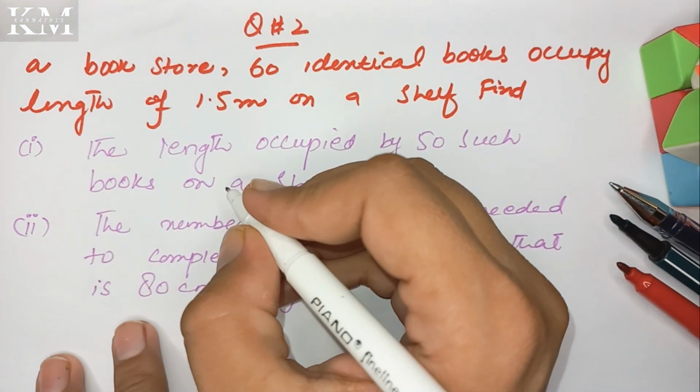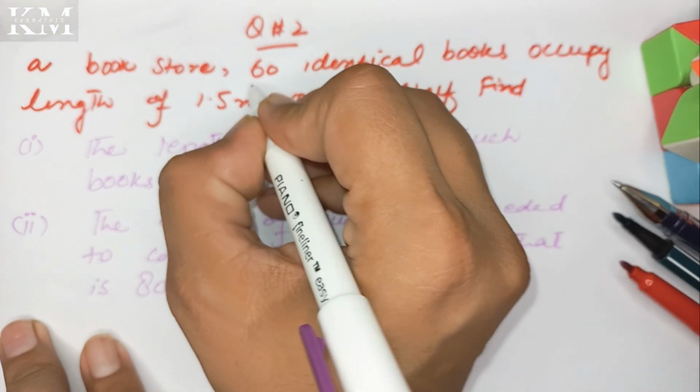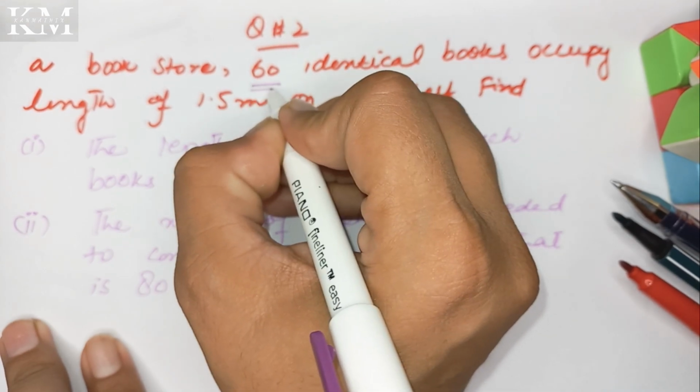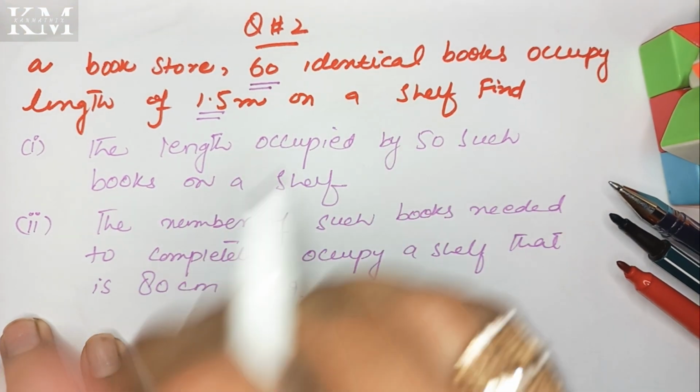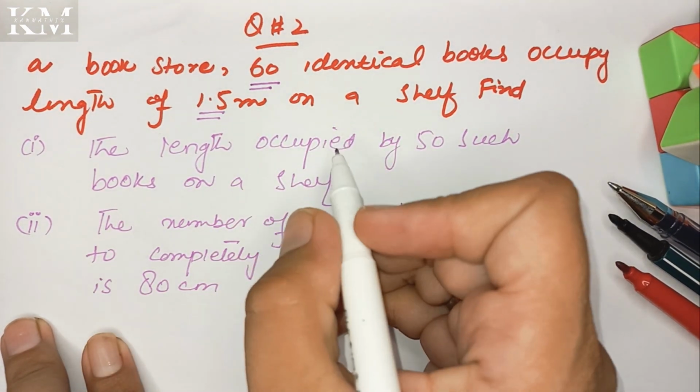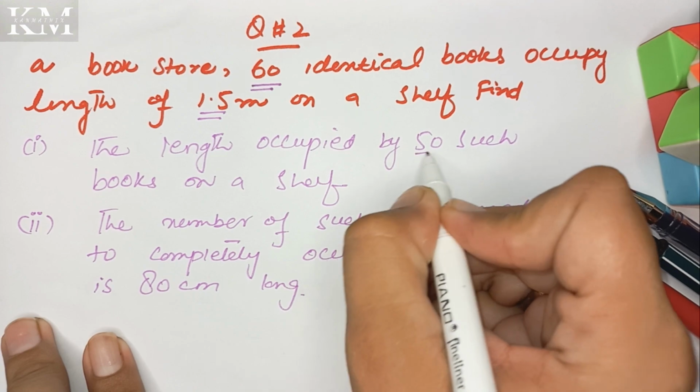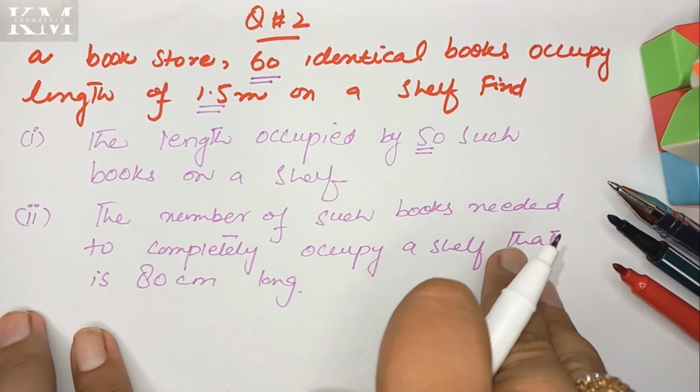So our statement is, in a book store 60 identical books occupy a length of 1.5 meter on a shelf. Find the length occupied by 50 such books on a shelf.